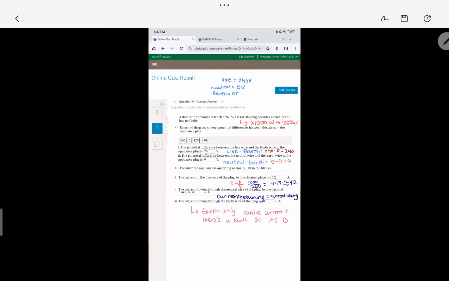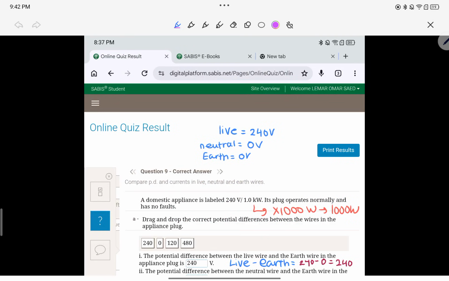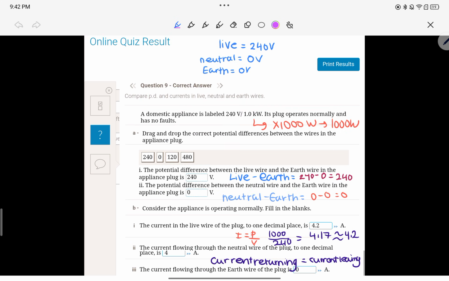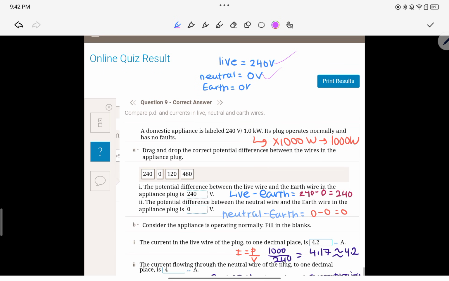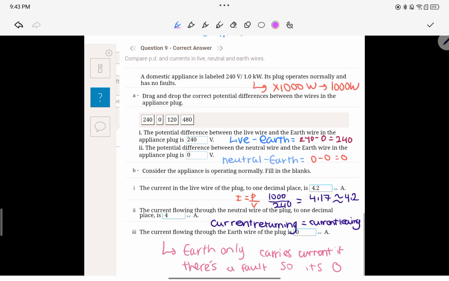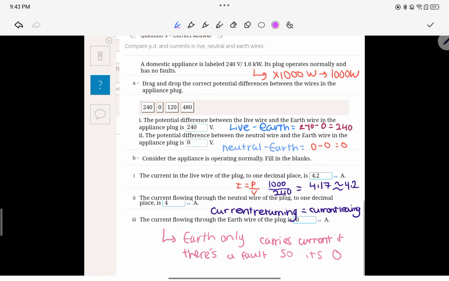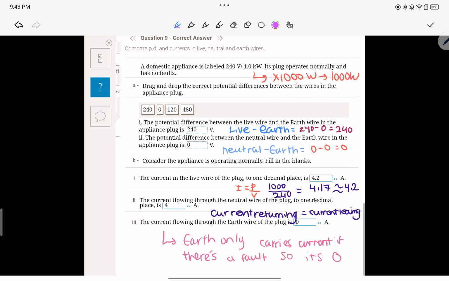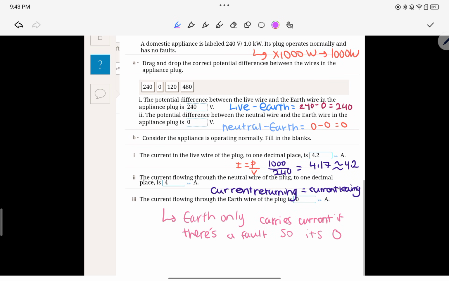Okay, this question. I hate it because it's kind of long, but whatever. Here the live is 240, the neutral is 0 V, the earth is 0 V. I don't really know why, I just got it from AI, because I don't know where they got that from. By the time the video is uploaded, which is today, if you see this video tomorrow, a day before the exam, and you ask me in the comments why, I will probably answer you because I would have asked my teacher by then.